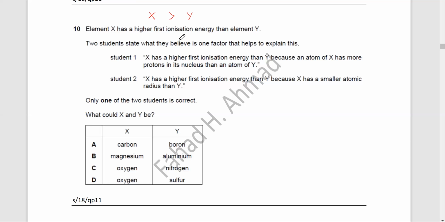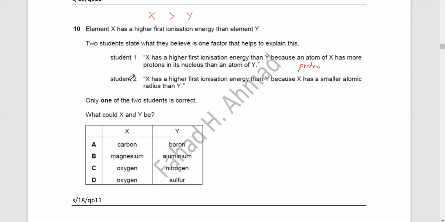Now, two students state what they believe is one factor that helps to explain this. Why does X have a higher first ionization energy compared to Y? The first one says that X has a higher first ionization energy than Y because an atom of X has more protons in its nucleus than an atom of Y. So protons. The first student is saying that protons are a factor. If you have more protons, protons are going to attract electrons very strongly, so it's going to be very hard to remove electrons. So protons are a possible factor. That could be one reason.